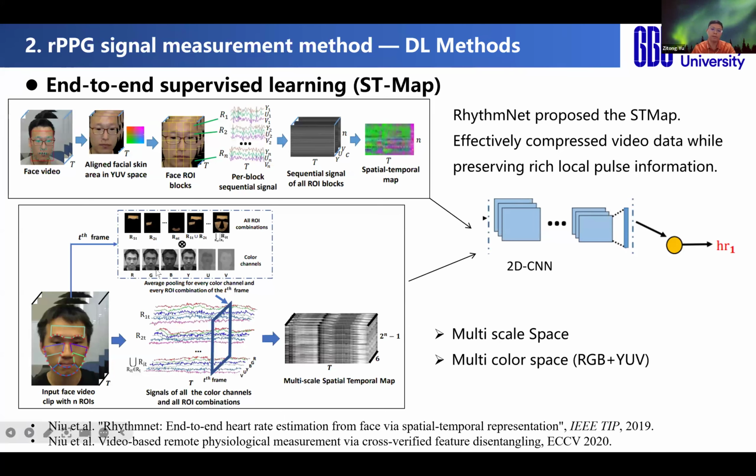So they improve this spatial temporal map with a multi-scale space. They define some ROI regions from the face region, and use different combinations of the face regions to generate different kinds of signals. And each signal has RGB and YUV color channels. So they finally get a very complex multi-scale map, and they can estimate more reliable results.